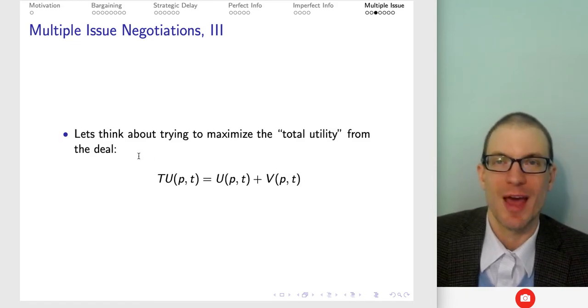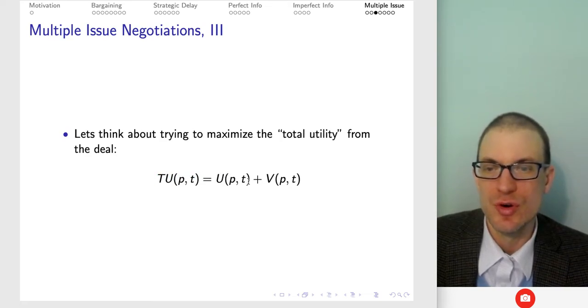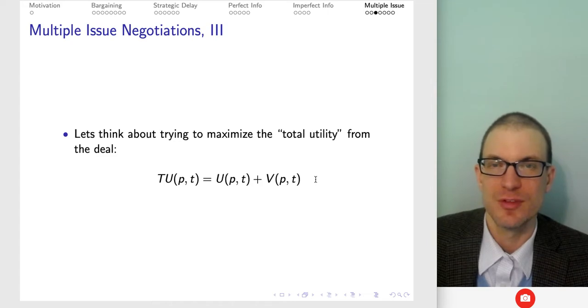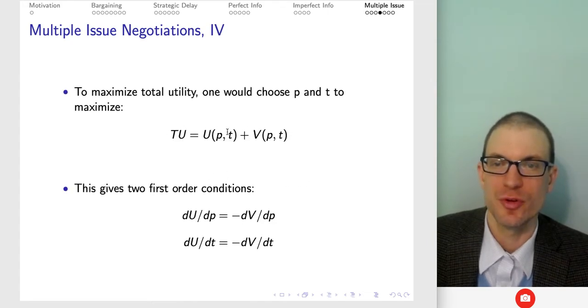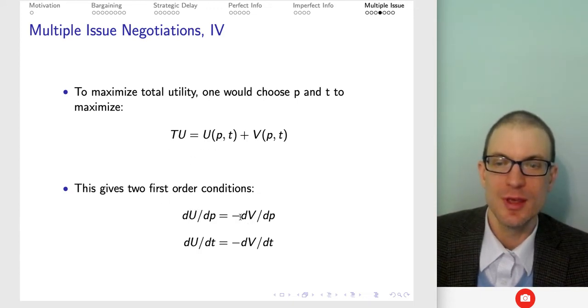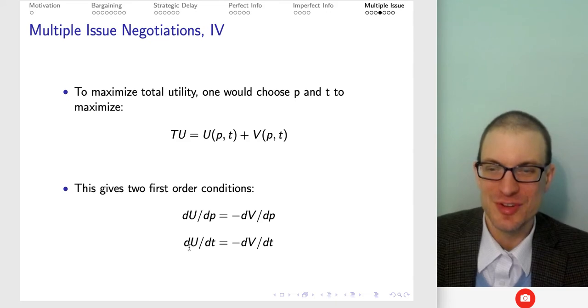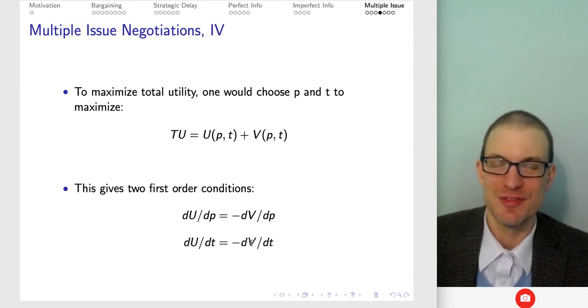Let's think about how to maximize total utility, total surplus between these traders. So total utility, TU of P, T, is equal to U of P, T plus V of P, T. To maximize total utility, you're going to choose price and time to maximize. We get two first order conditions: dU/dP equals minus dV/dP, and dU/dT is equal to minus dV/dT.